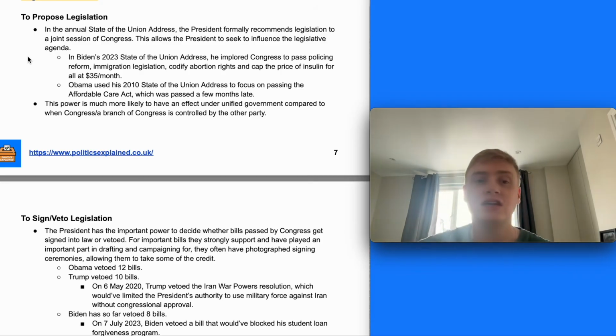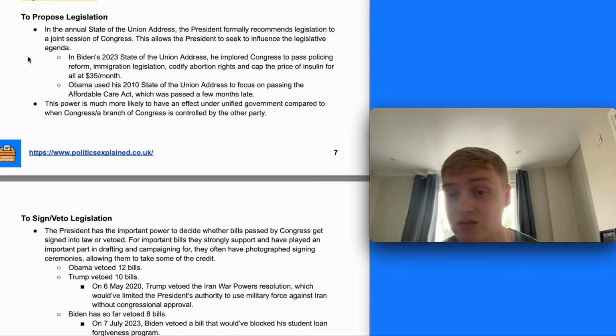So in Biden's 2023 State of the Union address, for example, he implored Congress to pass policing reform, immigration legislation, and codify abortion rights. Obama used his 2010 State of the Union address to focus on passing the Affordable Care Act, which he was ultimately successful in doing. His power is much more likely to have an effect on a unified government compared to divided government.